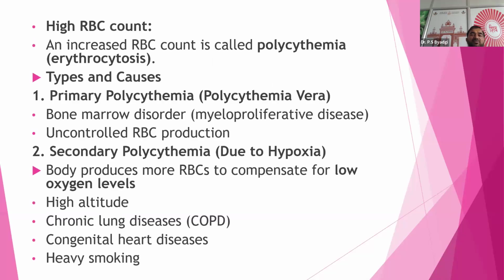So now we're going to discuss the conditions in which the RBC count is raised. That is polycythemia rubra vera, that is erythrocytosis. This is primary polycythemia rubra vera, where there are bone marrow disorders, especially in case of myeloproliferative diseases. And number two, in certain conditions uncontrolled RBC production is there, and the body produces more RBCs to compensate for the low oxygen level.